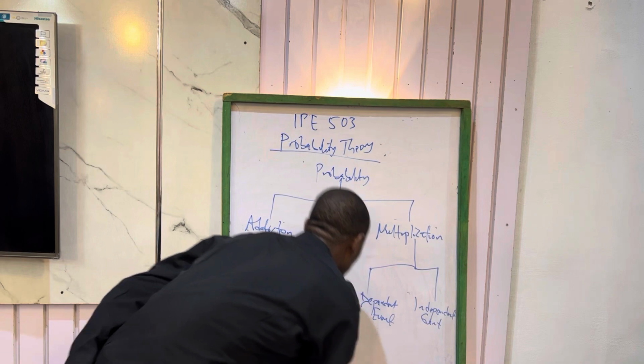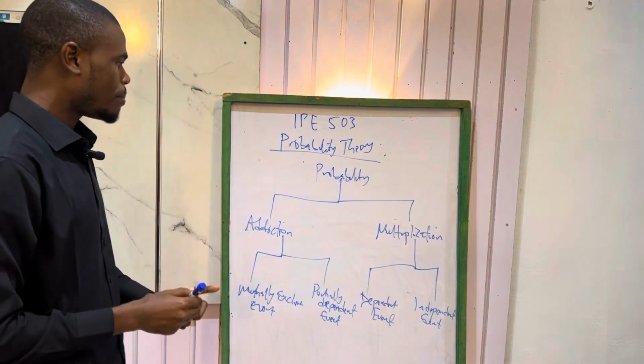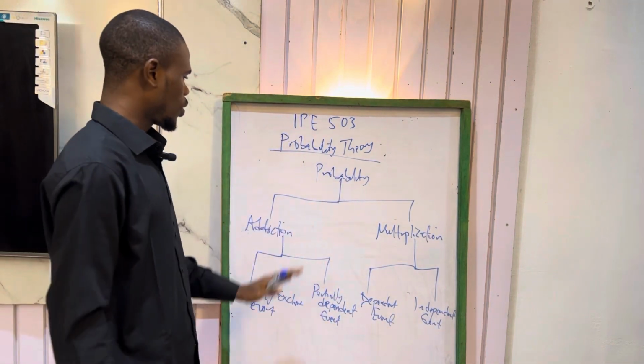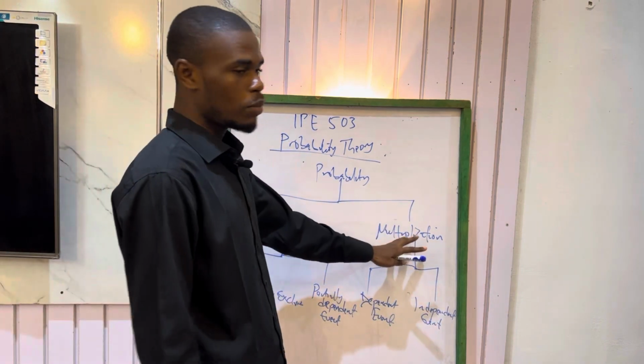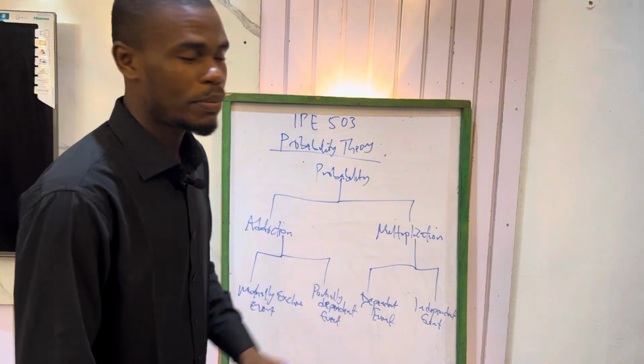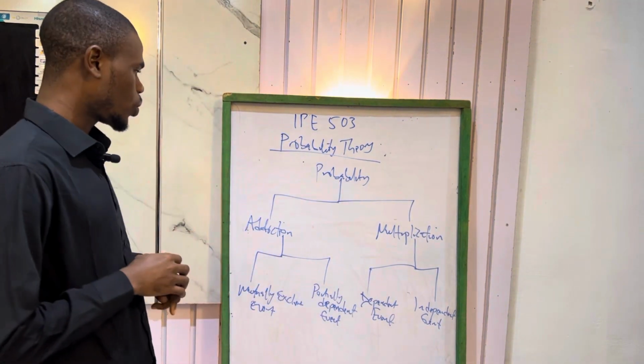So I'm going to have a quick ride around this. These are basic. These you want to run with. So under addition we have mutually exclusive and partially dependent. Under multiplicative, we have dependent event and independent event. So we are going straight into calculations.